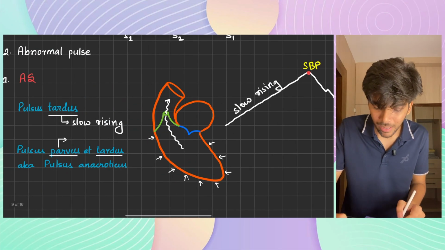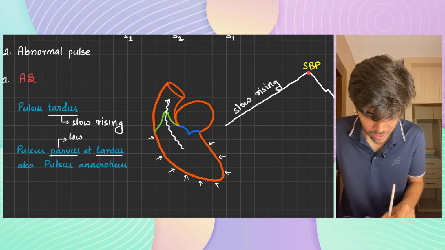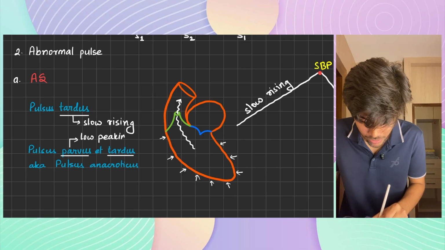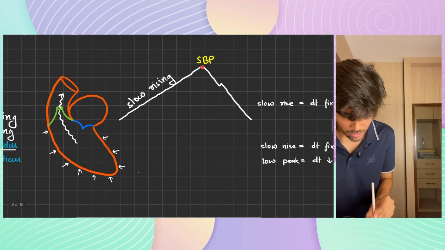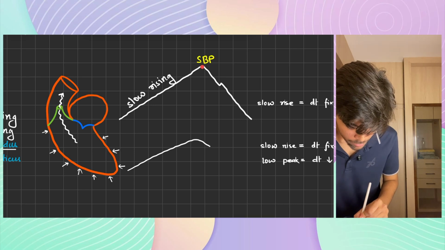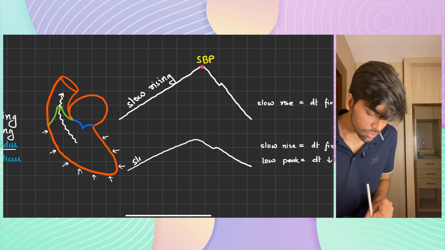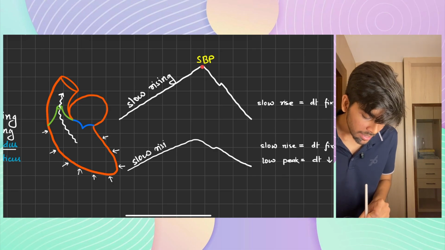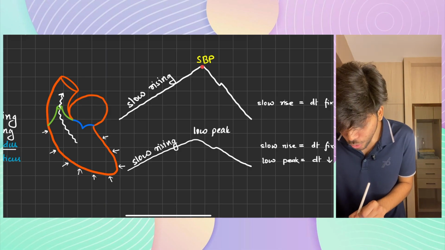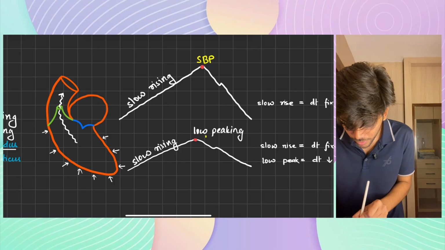Second is pulsus parvus et tardus, where parvus means low peaking. Tardus was slow rising, parvus is low peaking. Here you get low peaking, slow rising pulse, which looks something like this. So there is slow rise, plus the pulse never reaches the peak. It never reaches the maximum intensity. So there is slow rising and low peaking pulse. Since you have low peaking pulse, you get a low systolic blood pressure.